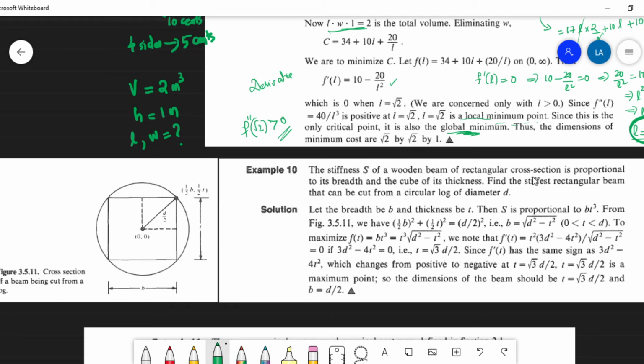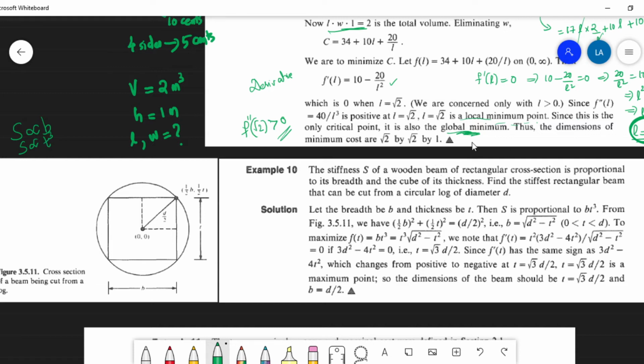Okay, the stiffness depends on the breadth, it is directly proportional to its breadth. So if S is the stiffness, and breadth is denoted by B, you can say that the stiffness is directly proportional to the breadth, and the stiffness is also proportional to the cube of thickness, if T is the thickness of the wooden beam.